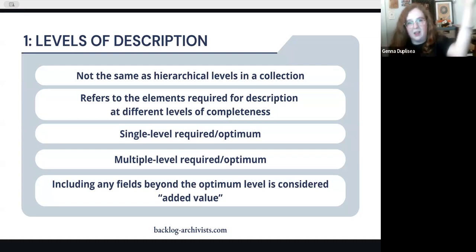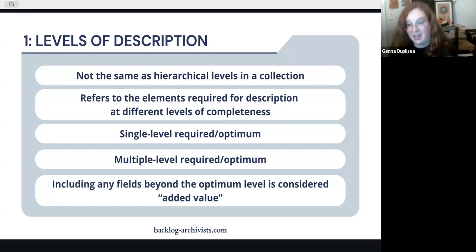Everything is called a level. This is not great. So you can have single level or multiple level collections. A single level might be just a quick catalog record without any hierarchical information. And a multiple level is for a collection that has a hierarchy. But this chapter is not talking about that. It is talking about, are you at the required level or are you at the optimum level? We should probably rethink how we've done this, because we got levels everywhere.